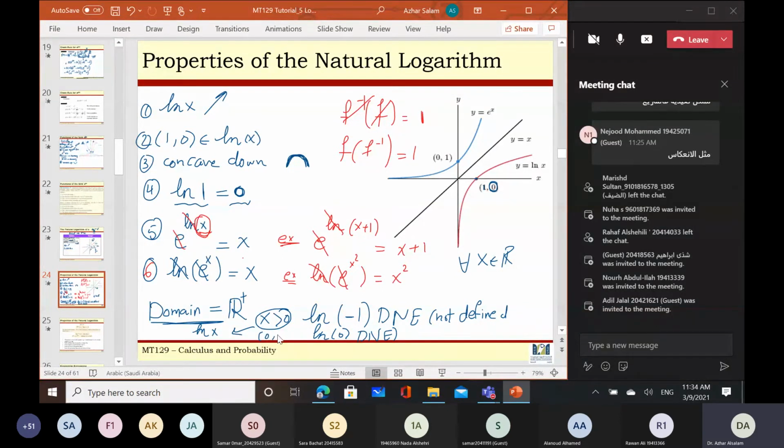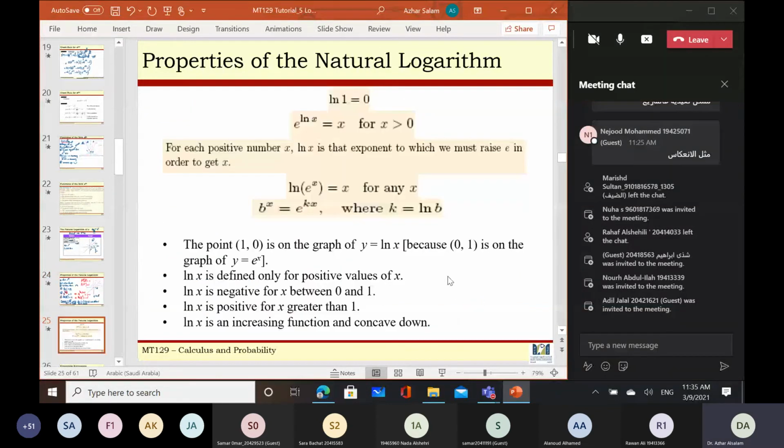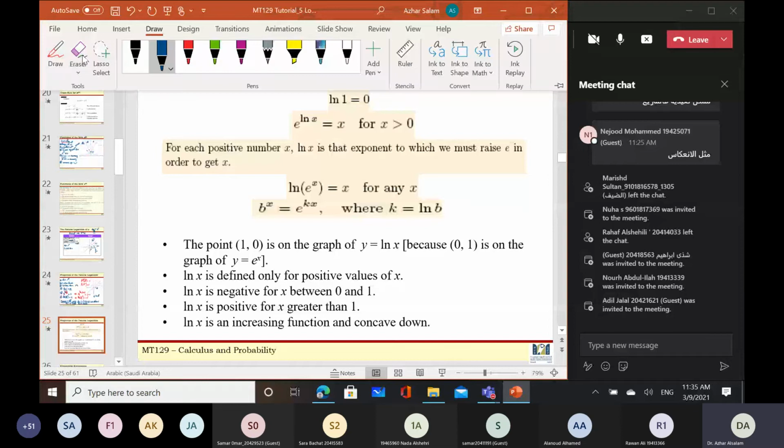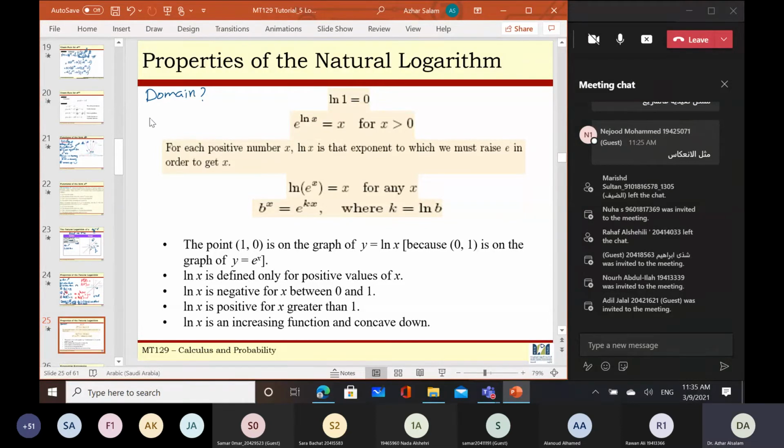It will be zero to infinity, open. Let's say, for example, I'll write another example: find the domain for ln(x plus 1). I have to find when x plus 1 is greater than 0, so x is greater than minus 1. So the interval of the domain will be from minus 1 to infinity for this function. This means I take what is inside the ln and solve the inequality for when it is greater than zero.